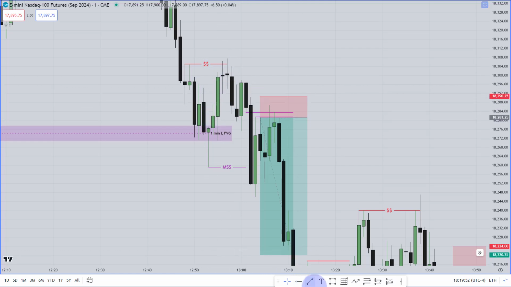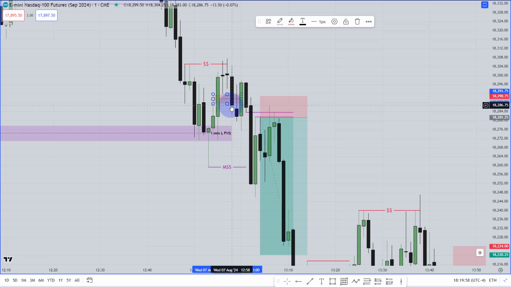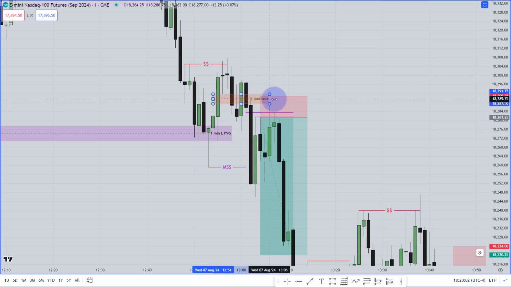liquidity. Where is your bullish fair value gap? Let me mark that bullish fair value gap. This is the bullish fair value gap around that area. So here, this candle has validated the bullish fair value gap as your inversion fair value gap.